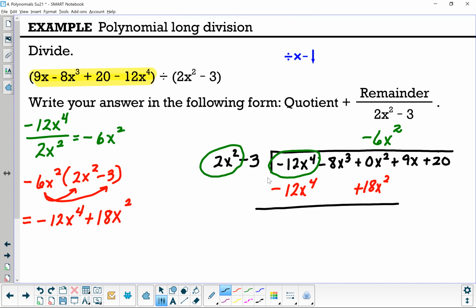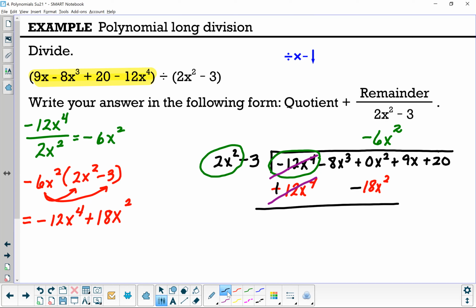Okay, when we subtract, as I did in the previous example, instead of doing the parentheses and the minus, I'm going to go ahead and distribute my negative to the negative 12x to the fourth. So that's going to give me a plus, and I'm going to distribute my negative to the plus 18x squared. That's going to give me a minus. So effectively now I don't need the parentheses and the negative outside because I distributed it. So negative 12x to the fourth plus 12x to the fourth is eliminated.